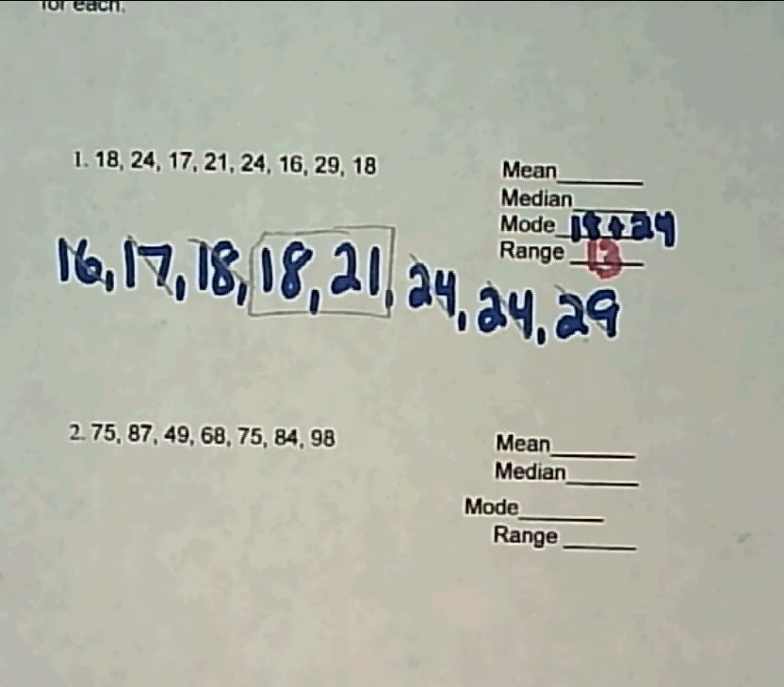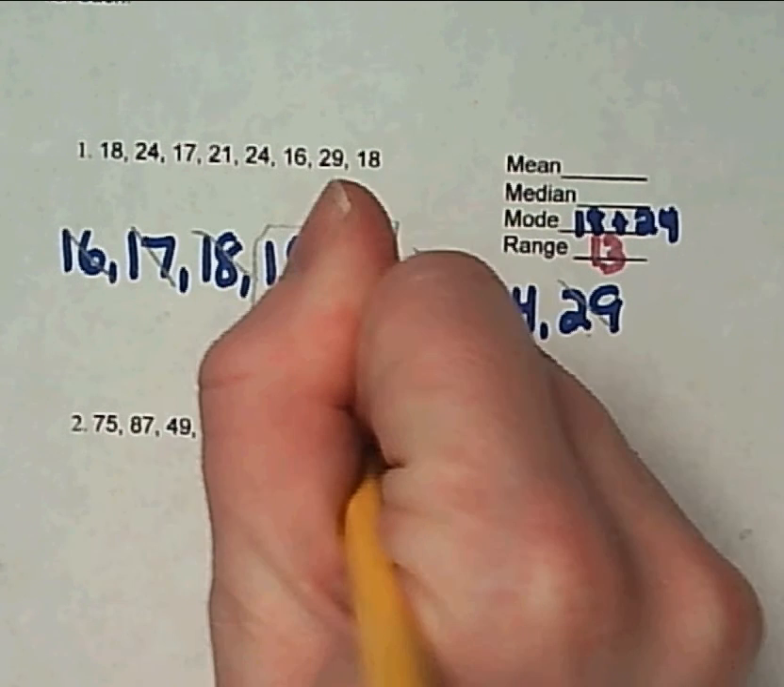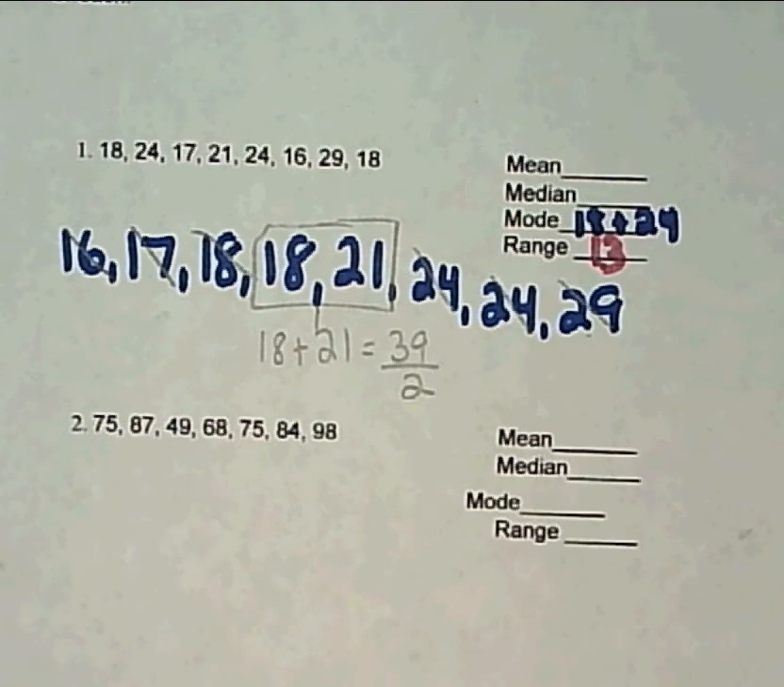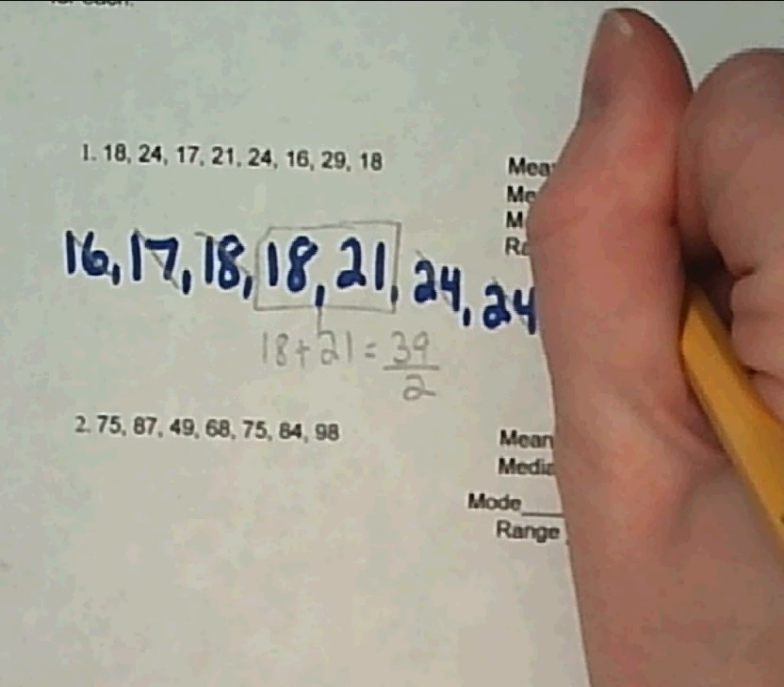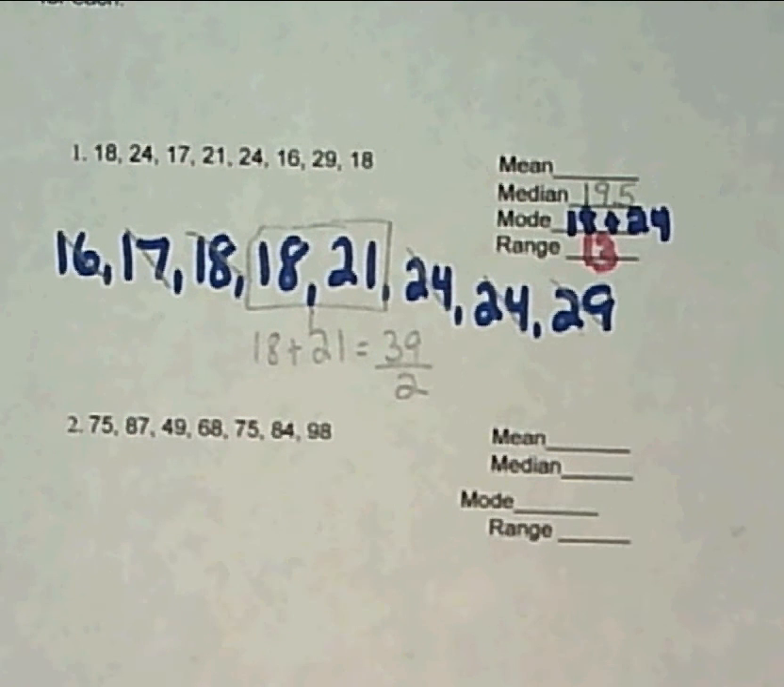So when that happens, we want to find the average. So we could add those up. 18 plus 21, which in this case is 39. And we want to divide by 2. So 39 divided by 2 would be 19.5. Okay, and last but not least, we want to find the mean. What is the mean?